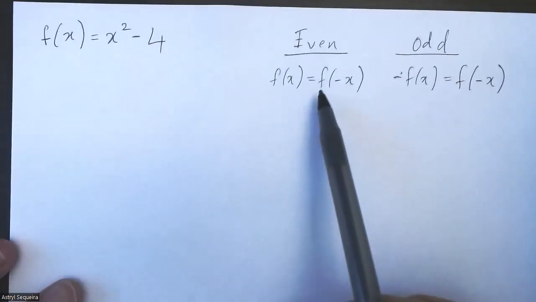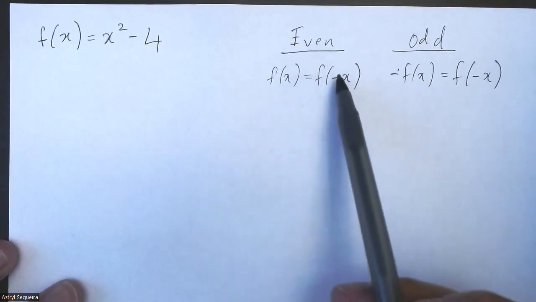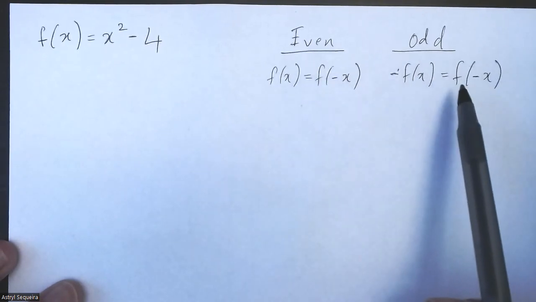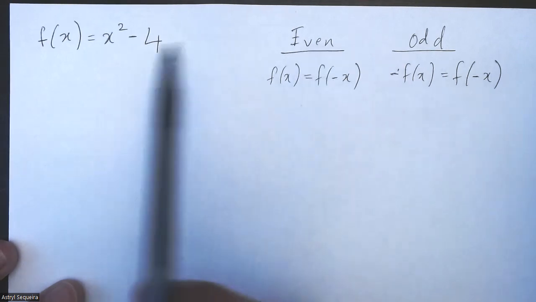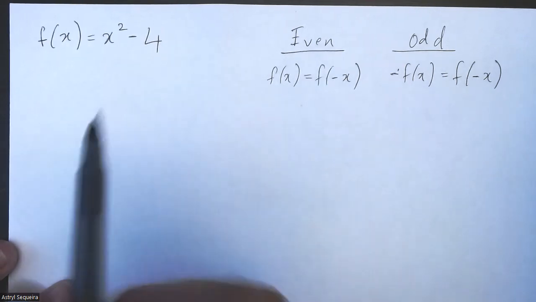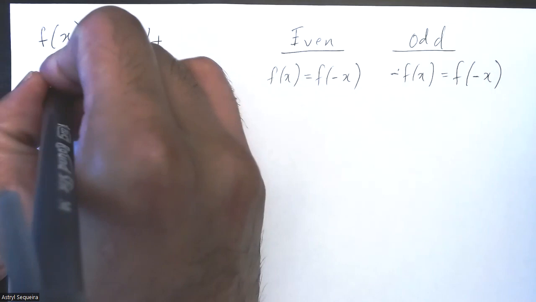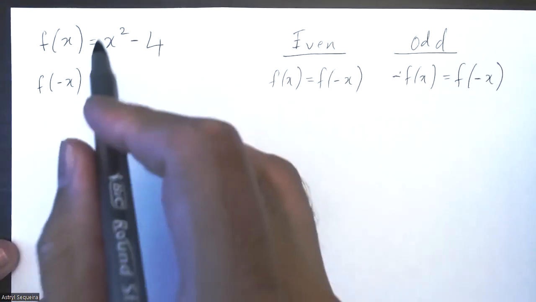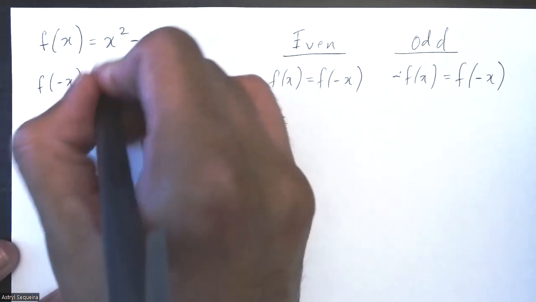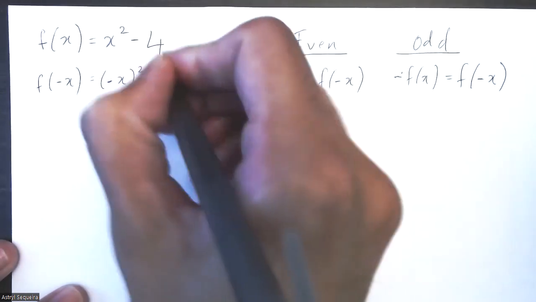So we always test for even functions first, and then if the function is not even, we'll test to see whether it's odd or not. Let's start with this function here. Let's start by finding f of negative x. I'm just going to replace my x with a negative x over here.